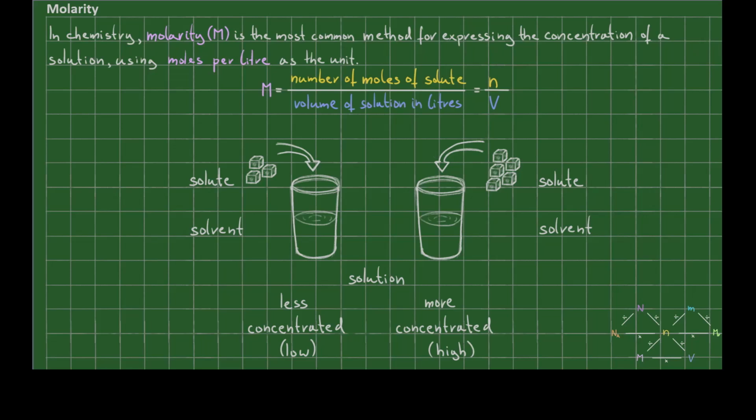And rather instinctively, we could also say that the cup on the left is less concentrated or has a lower concentration of sugar, whereas the cup on the right is more concentrated or has a higher concentration of sugar. While cups of water and number of cubes of sugar are fine, in chemistry we like to work in moles. Let me explore a quick molarity calculation.